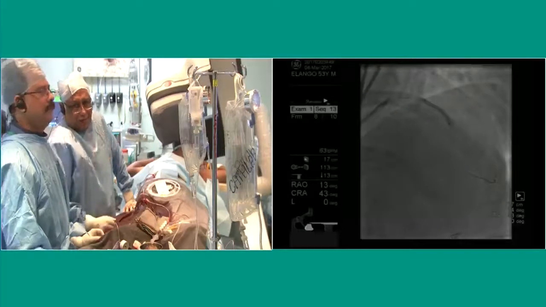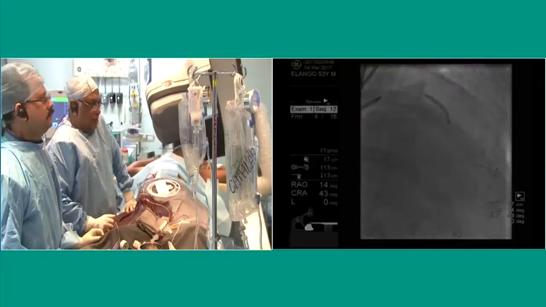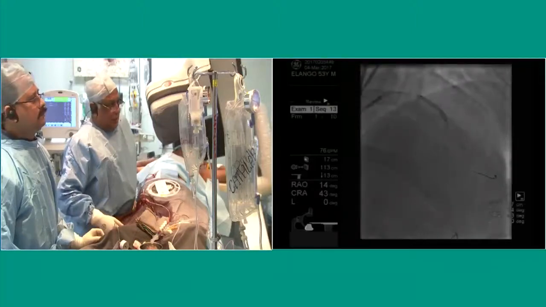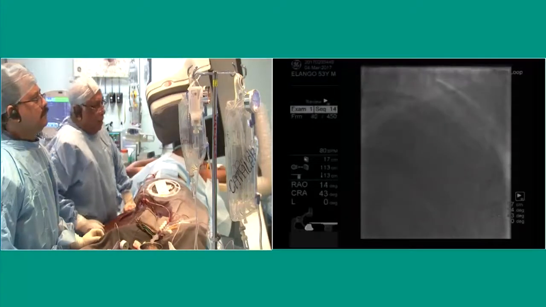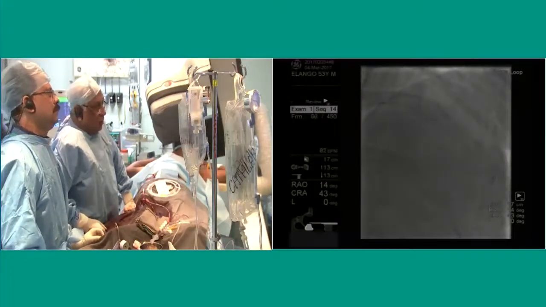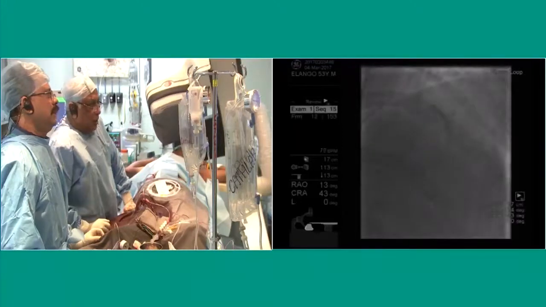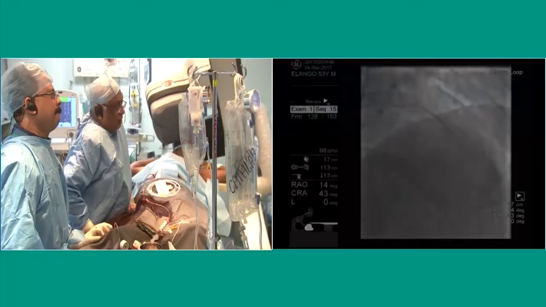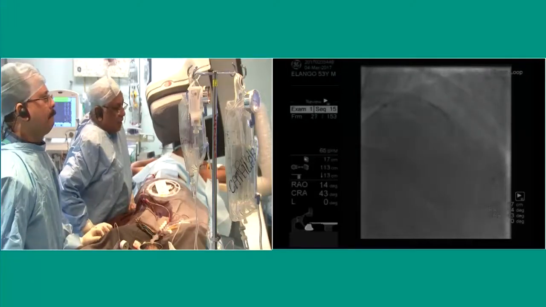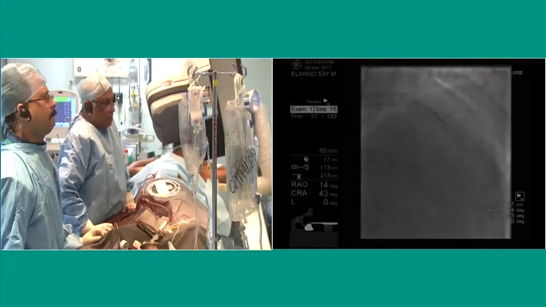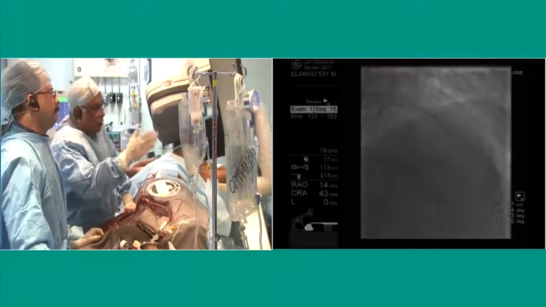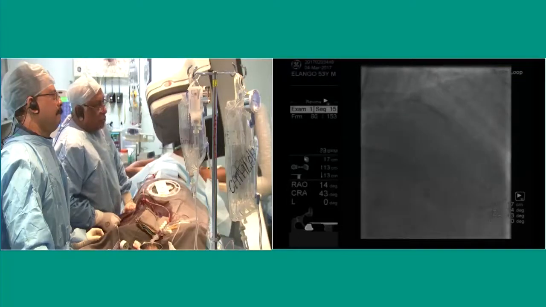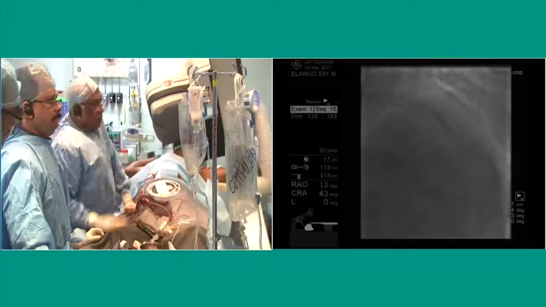No, I want to go back. Go back. No, go forward now. Okay. I have to have another wire crossing into the next diagonal. What I am doing is, I got a double loop at the tip of a hydrophilic Fielder FC wire. And you saw how the wire was moving. Once again, I'll show that. See, it went into the LAD, pull back, turn the wire toward the diagonal, and it went in very smoothly.